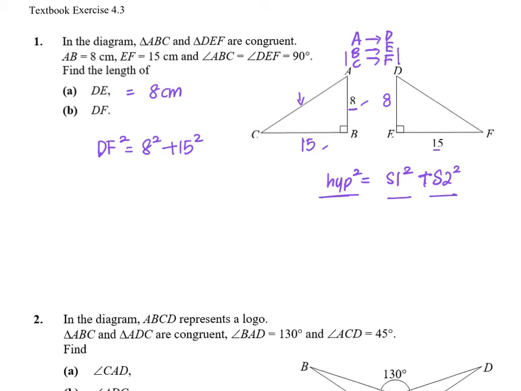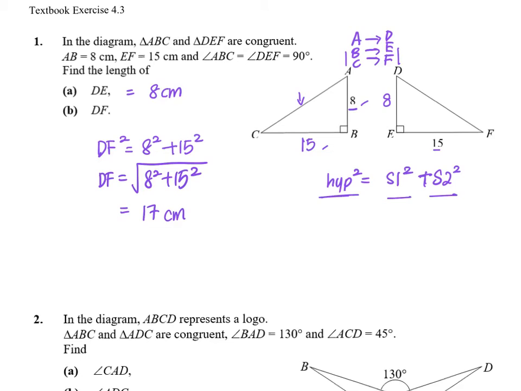Okay, now how do you continue to find DF? Square root of these numbers. Now student will tell me, I square root 8, it will become 8, 15 become 15. Cannot like that. So you have to calculate. 8 square plus 15 square, square root, what do you get? Okay, 17 cm.